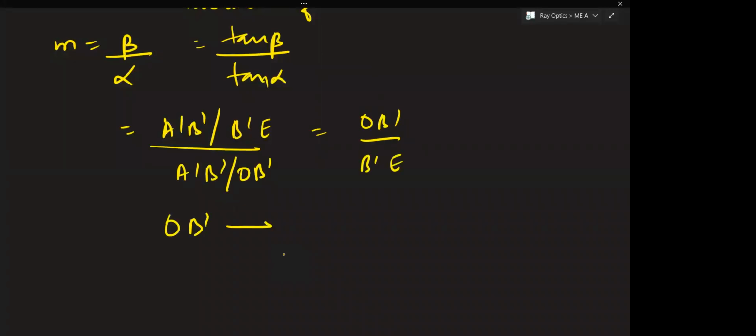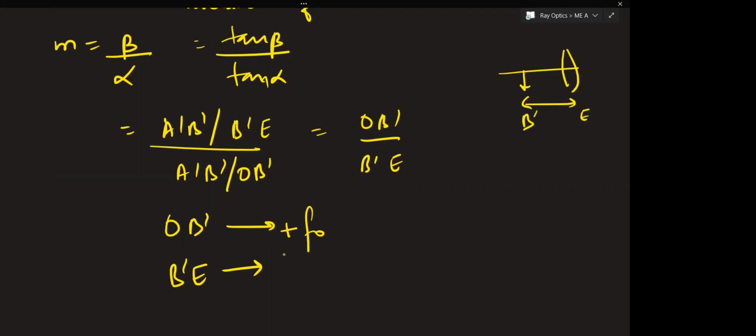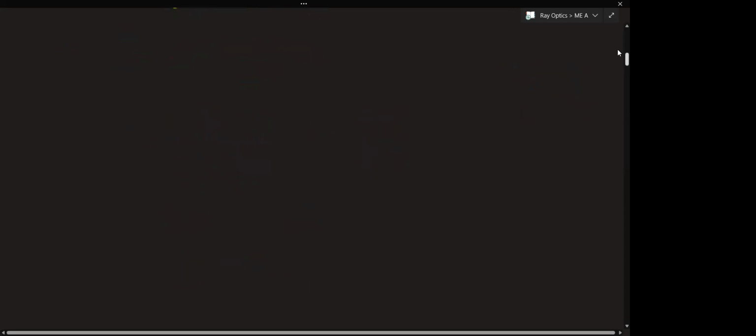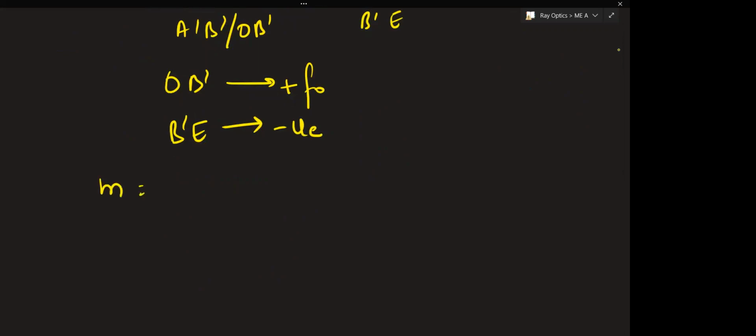Now see, OB dash, just now I have made you write, that is the focus of the objective. Since it is on the right side of the lens, this will be positive. And B dash E is the object distance of the image from the eyepiece. If your image is here, this is the distance right now, B dash E. So this becomes minus UE. So the formula for magnification will be minus F naught by UE.